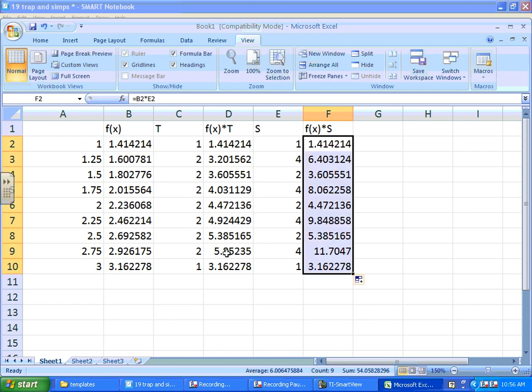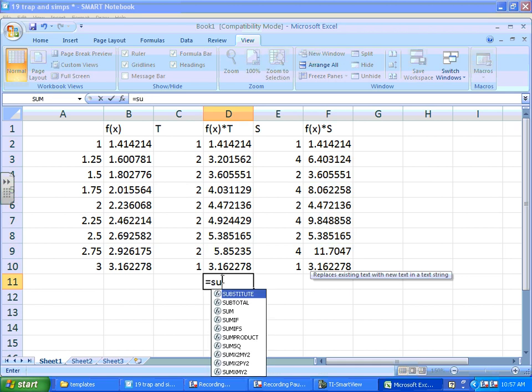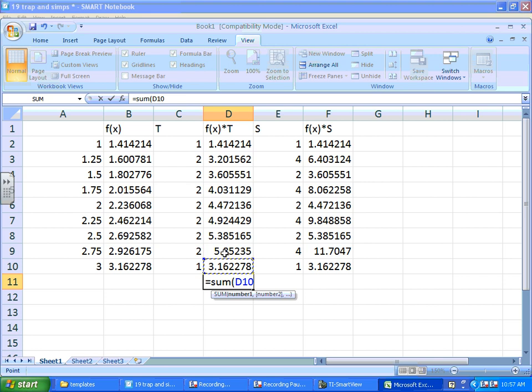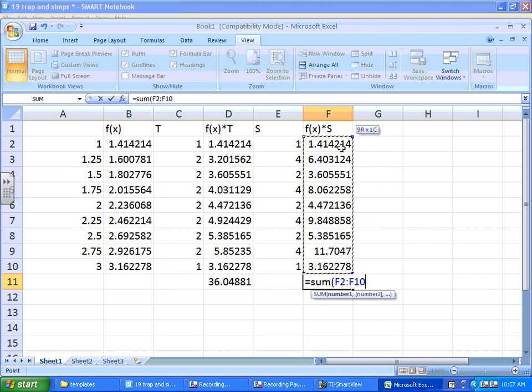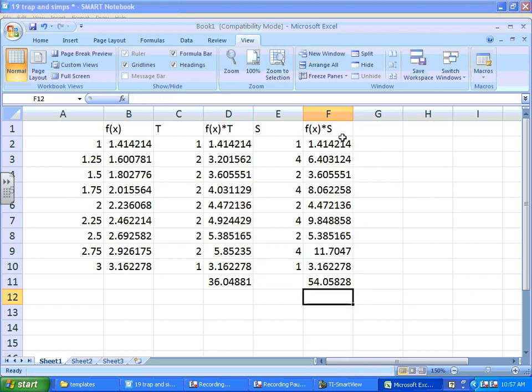And if you want to sum this column, right? So how do you get the sum? Just equal sign, sum, open the parentheses, highlight what you want to sum, close it and press enter. And same thing here, equals sum, open parentheses, highlight what you want to sum, close parentheses and enter.